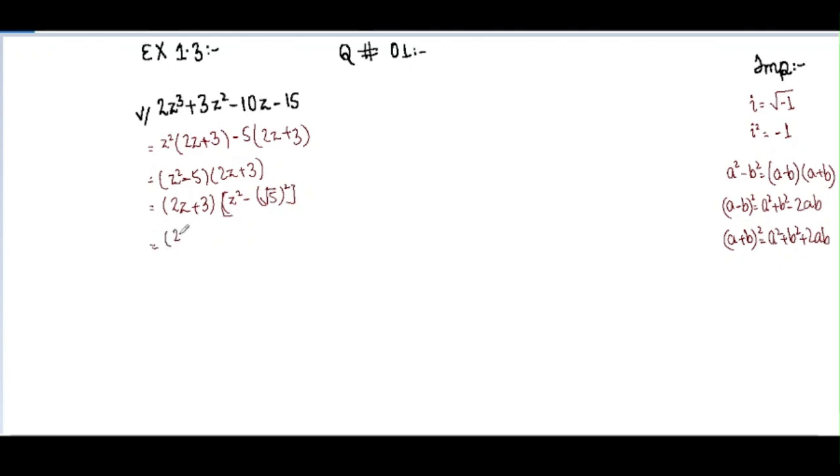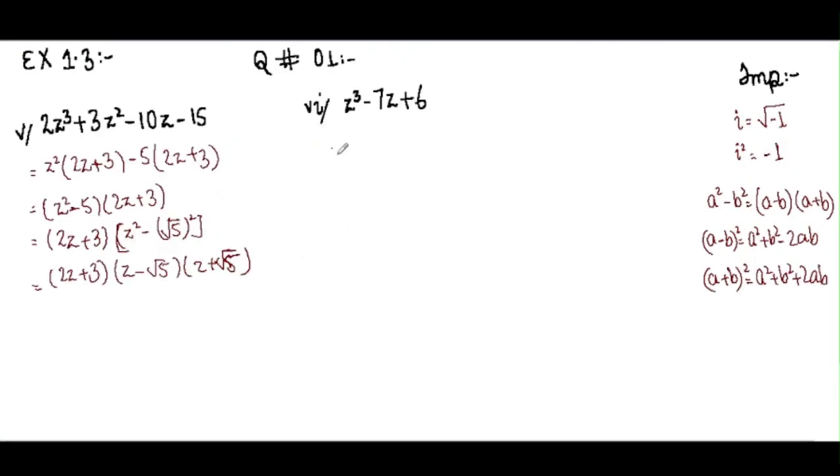Now 2z plus 3 as it is, into z square minus square root of 5 square, which is a square minus b square, where a is z and b is square root of 5. So a minus b into a plus b. Using which formula have we written it in the form of a minus b into a plus b? This formula: a square minus b square equals a minus b into a plus b. So now we have written them all in the form of linear factors, and this polynomial has been factorized.